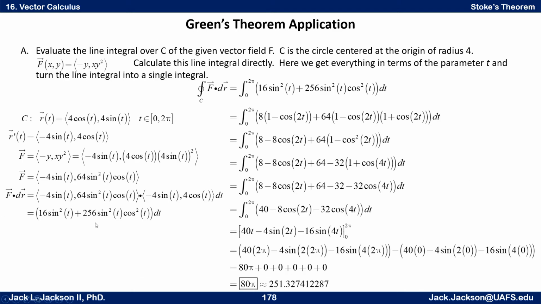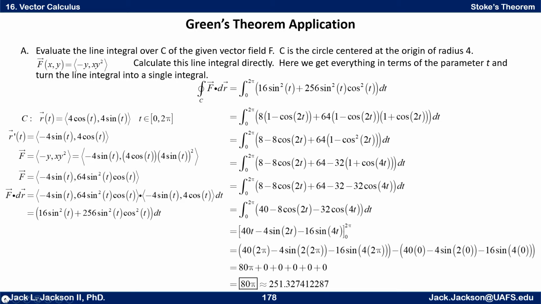So let's do an example of each. Here is an example of Green's theorem in action. We're going to evaluate the line integral over a curve of a given field, and C is the circle centered at the origin of radius 4. F is the vector field negative y comma xy squared, and we're going to calculate it directly.